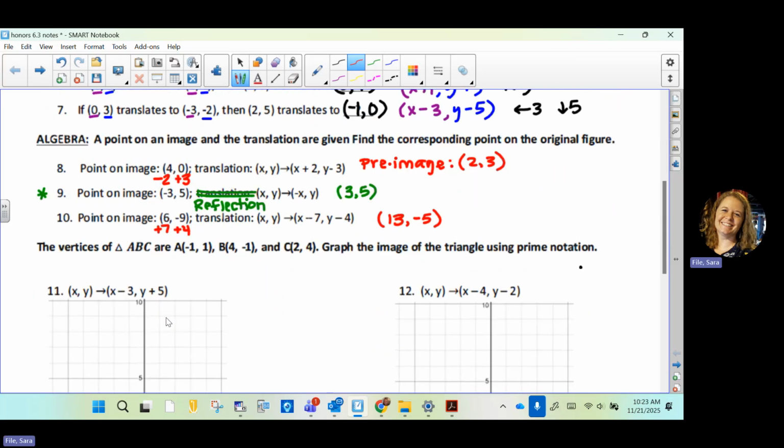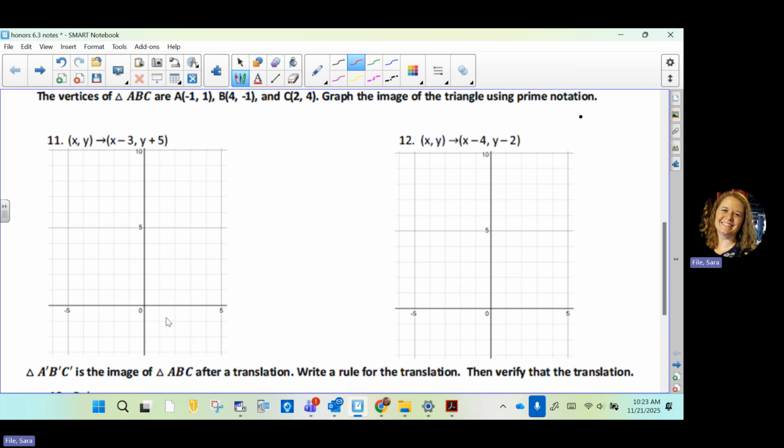All right, now on the coordinate grid, we're going to graph the triangle. So -1, 1, there's A. 4, -1. There's B. And C is at 2, 4. Okay, so here is our pre-image. This is what we're starting with.